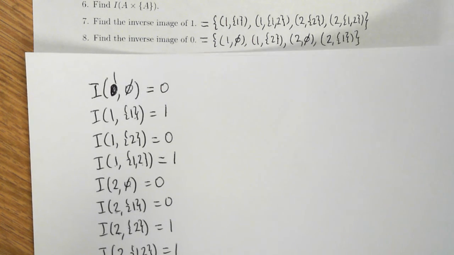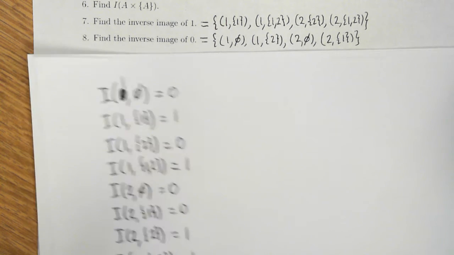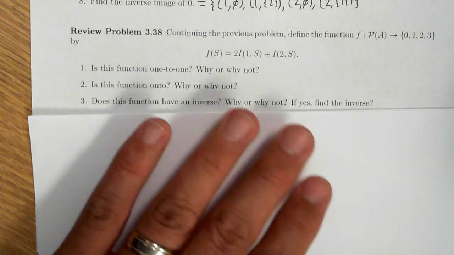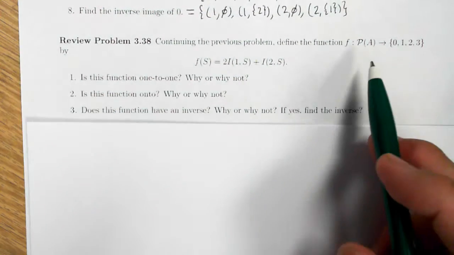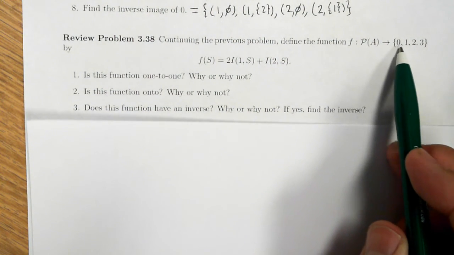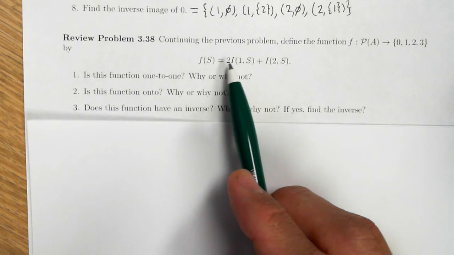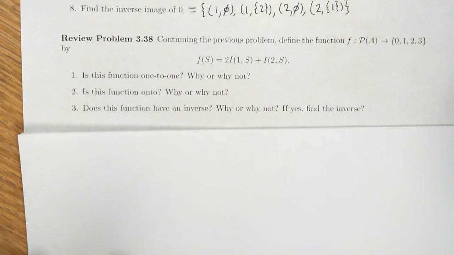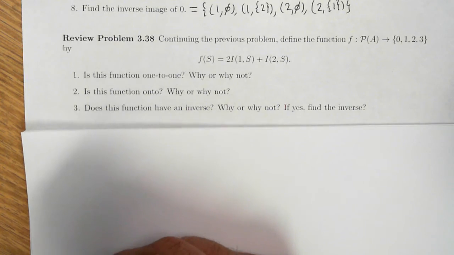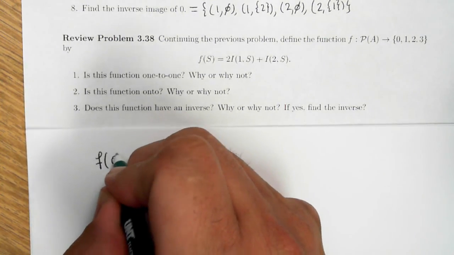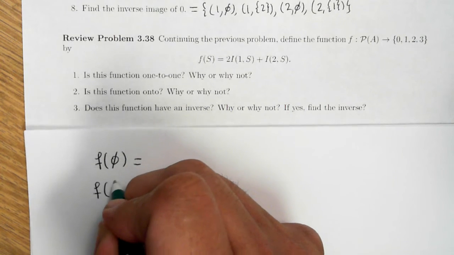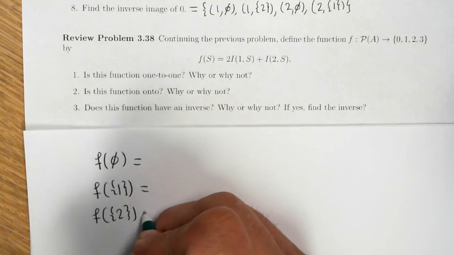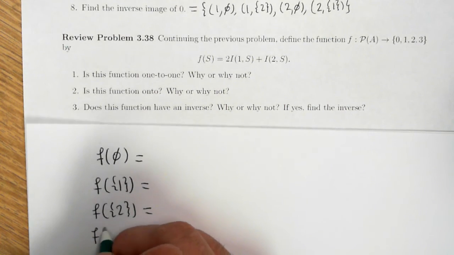Okay, so that's 37. Let's now take a look at 38, which is a continuation of this problem. Okay. So we define this new function f, which maps the power set of A into the set {0, 1, 2, 3}, such that f of S is equal to 2 I1(S) plus I2(S). All right, now this is a little bit abstract, so let's write out the elements. So let's figure out what happens to the power set. Let's figure out what happens to the set containing 1, the set containing 2, and the set containing 1 and 2.